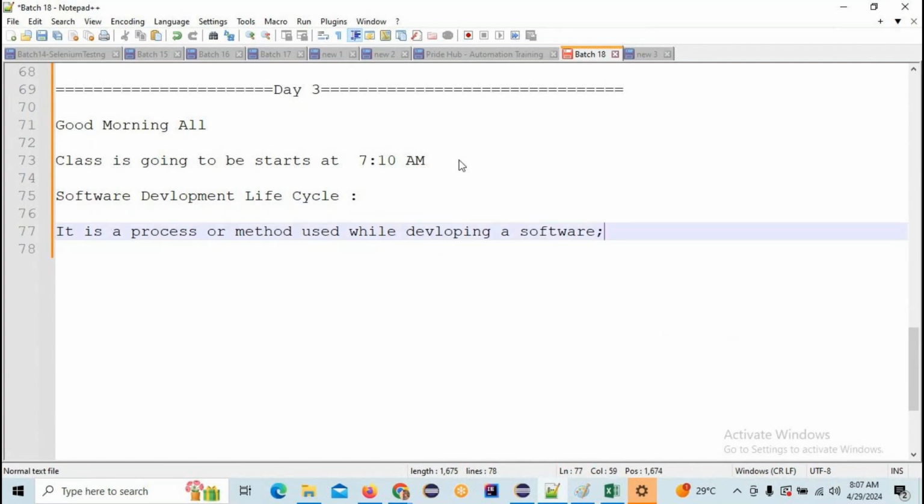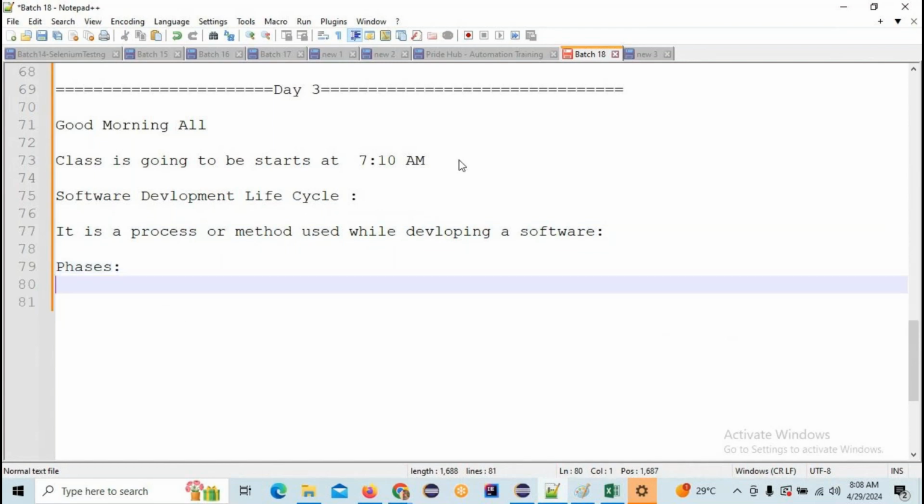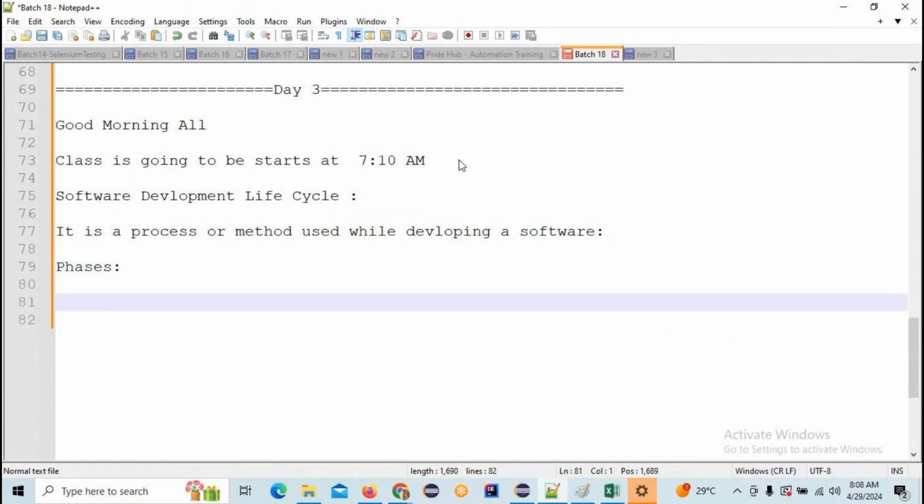Can anyone tell the phases? Which phases are available in the software development lifecycle? The people who attended the demonstrations on Thursday and Friday, please try to answer. Please be interactive in the classes. By that, you can become habituated to giving answers at the time of interviews. So please practice. What are the phases available in the software development lifecycle?